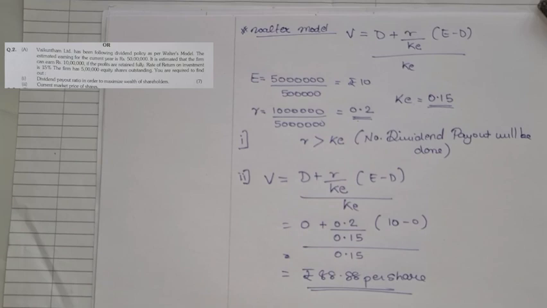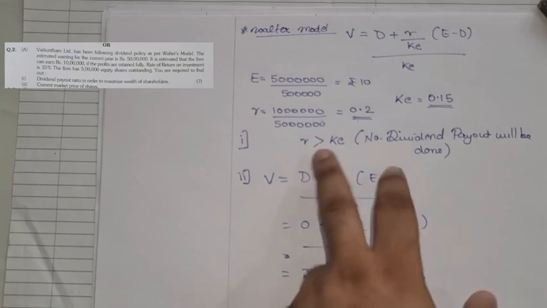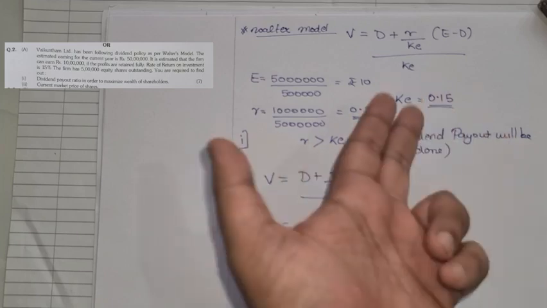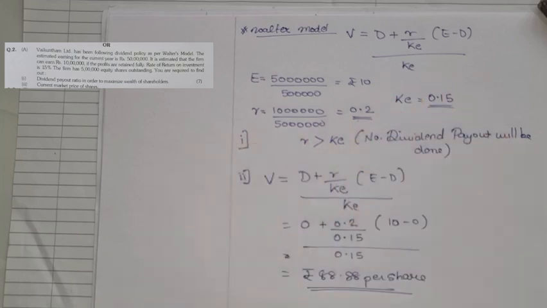Okay, so always remember, when your rate is more than your cost of capital, that is your investment cost, always remember that there will be no dividend which will be given. So I hope everyone has understood this. This is question number 2A.